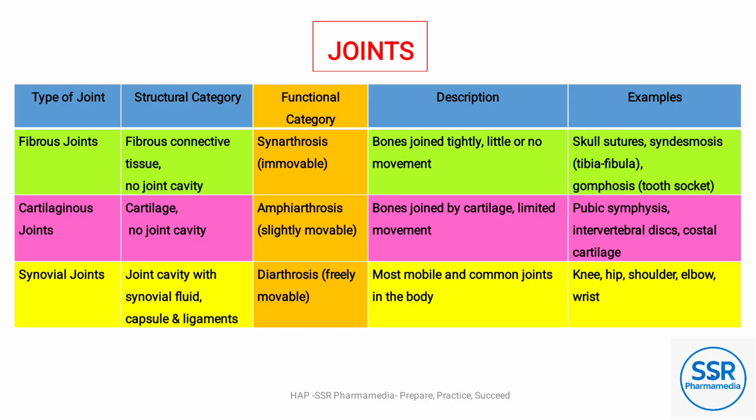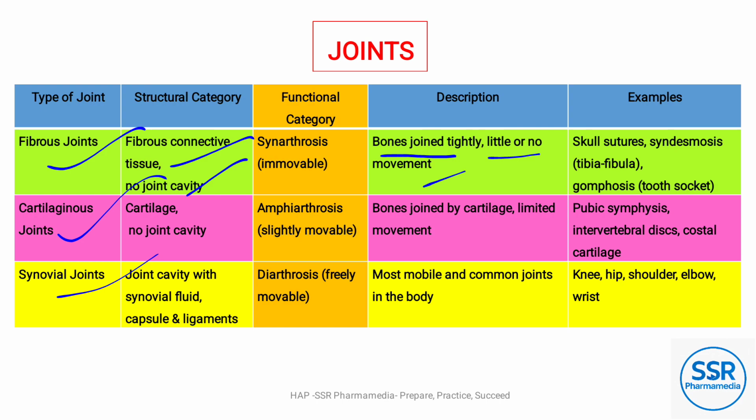So first we will discuss joints. There are three types: fibrous joint, cartilaginous joint, and synovial joint. Structural category: fibrous joint, fibrous connective tissue, no joint cavity. Functional category: synarthrosis, an immovable joint, where bones are joined tightly with little or no movement.